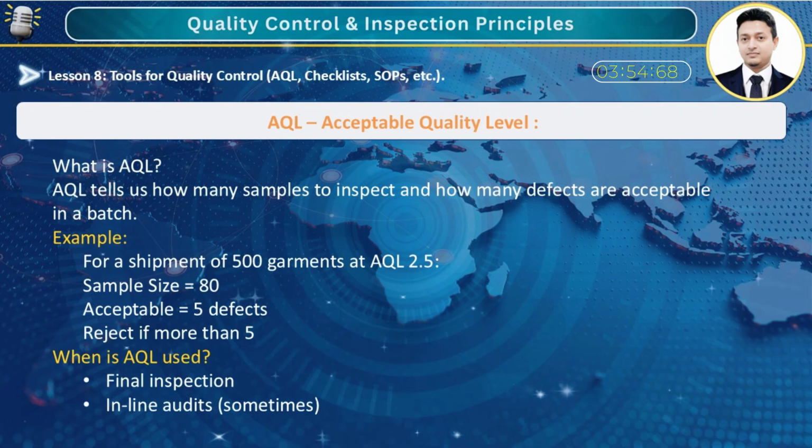AQL, Acceptable Quality Level. What is AQL? AQL tells us how many samples to inspect and how many defects are acceptable in a batch. For example, for a shipment of 500 garments at AQL 2.5, we check a sample of 80 pieces. If we find 5 or fewer defects, it's acceptable. If more than 5 defects are found, the batch is rejected. AQL is mainly used in final inspections, but sometimes also in inline audits.